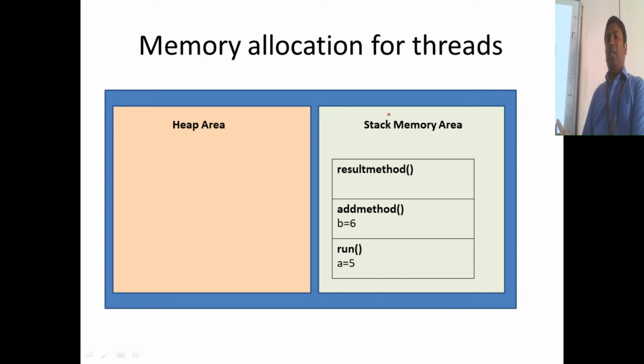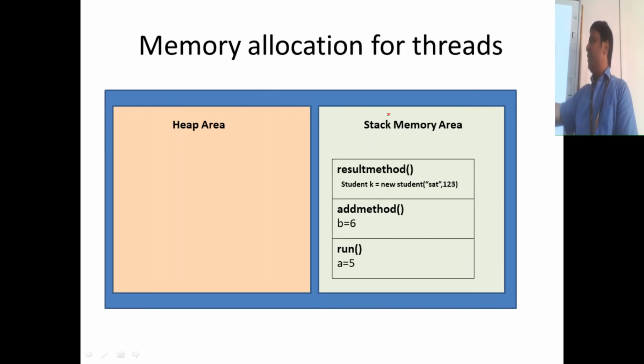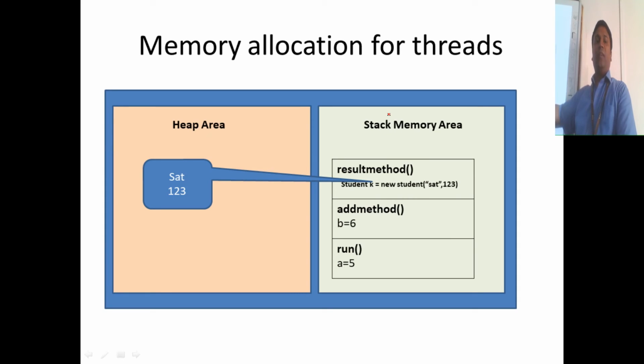So, heap and stack memory area. In your stack memory area, for every thread, you'll have a separate stack created. And say you have an object created inside one of your methods, where will the memory be for this object? This uses the new operator. So this reference will be on the stack, but the object will be on the heap.